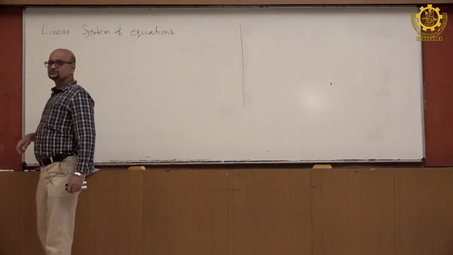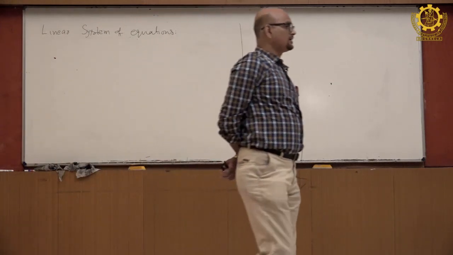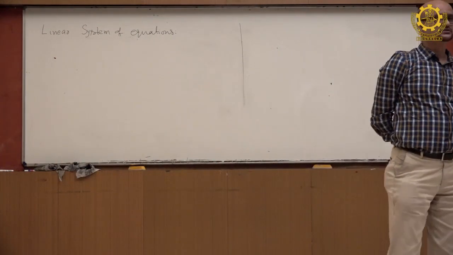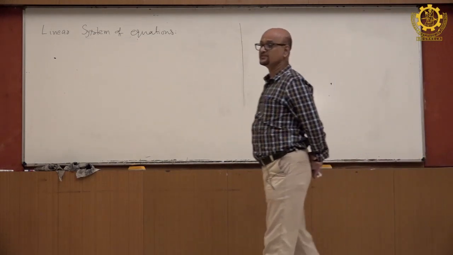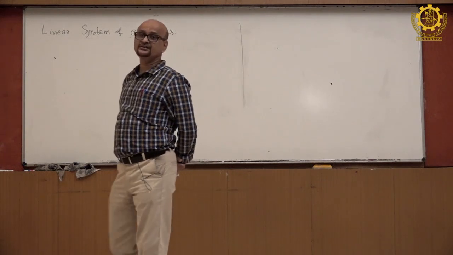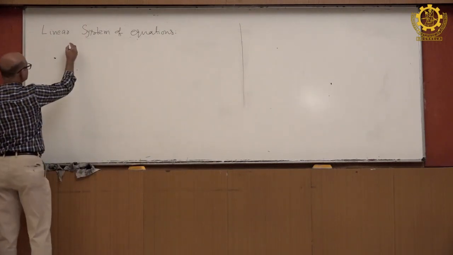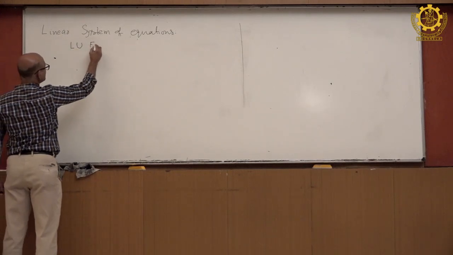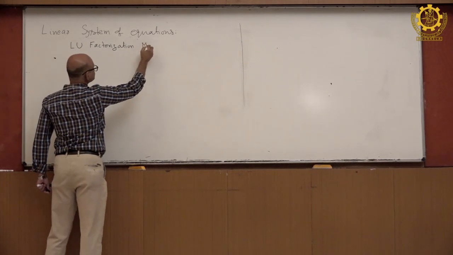Okay, fine. So after this Gauss elimination method, we will see another method, namely LU factorization methods. In these methods, you have 3 methods actually. So we will see one by one. So this is your LU factorization methods.